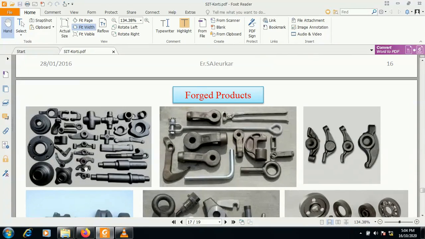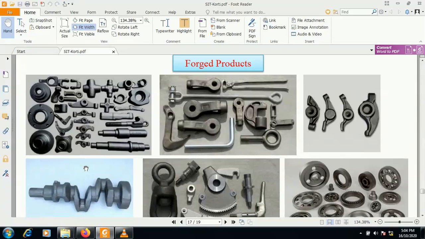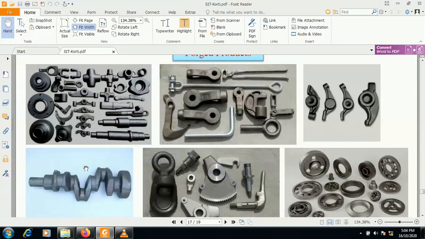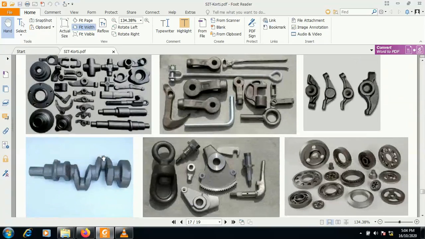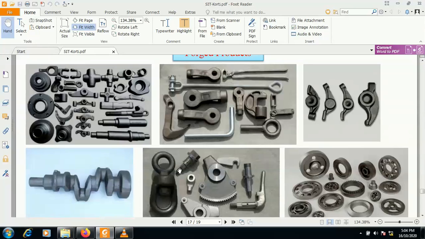Now these are some of the forged products. Forging has a wide application in the mechanical industry. Many components are produced by forging. This is the camshaft. These are the cams, mounted on this one shaft. Crane hooks are there. Eye bolt is there. Again, Allen key is there.